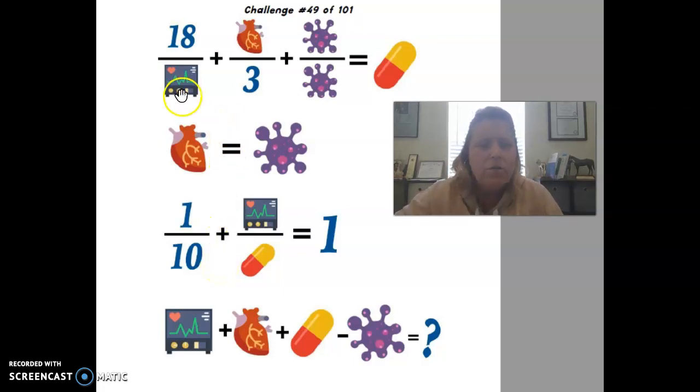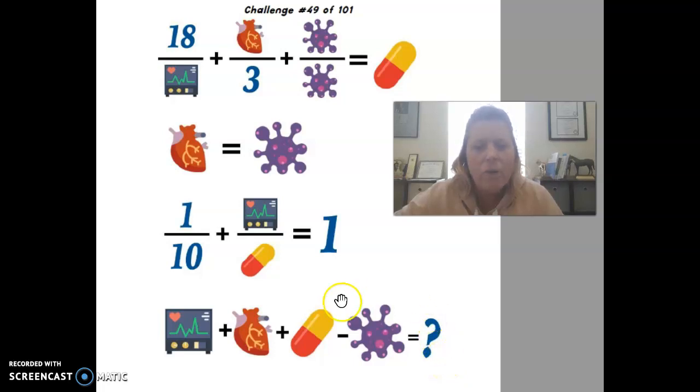Today's math mashup has some fractions, and we need to talk about what each of these items are. So this first picture here is of an EKG. That's a heart. This is supposed to be a virus, and this is a pill. So you have to find what the EKG represents, what the heart represents, what the virus represents, what the pill represents, and then what the question mark represents.